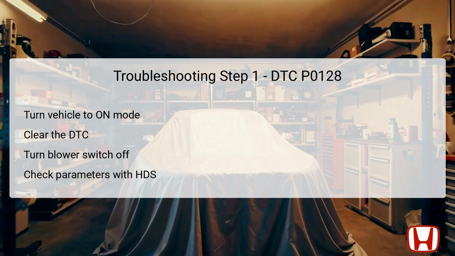After clearing the DTC, the blower switch should be turned off to ensure it does not interfere with the testing process. Finally, parameters such as fan high control and fan low control must be checked against the thresholds provided in the HDS. Monitoring these signals helps determine if the cooling system is functioning correctly. If values are not within expected thresholds, you'll need to proceed to the next steps.